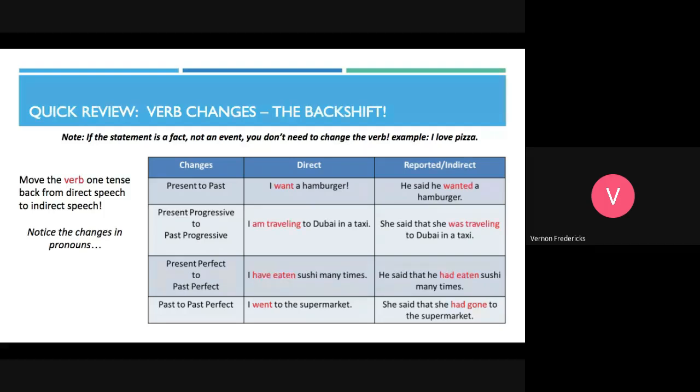So these are the backshift changes that take place, students. Please be aware of this, because this is going to be very important when you write reported speech.